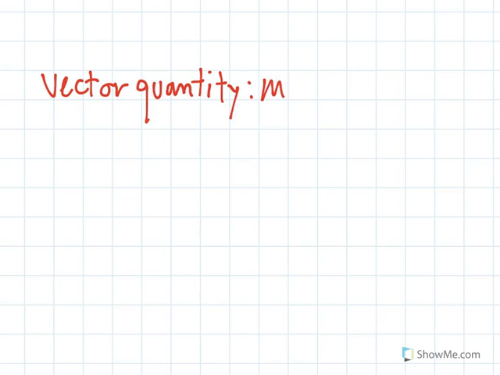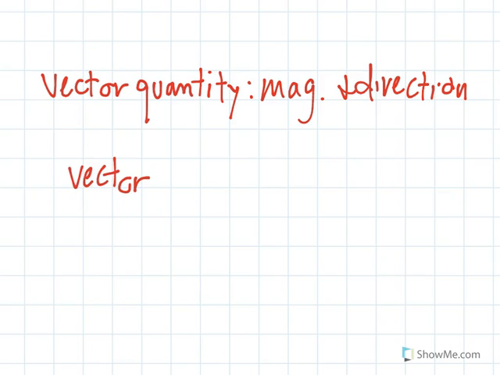Okay, so remember that a vector quantity is a quantity that has both a magnitude and direction. And so we can represent these vector quantities as a vector, which is just a directed line segment. So the length of the vector represents the magnitude, and the arrowhead on the end of the line is going to indicate the direction of the vector quantity.